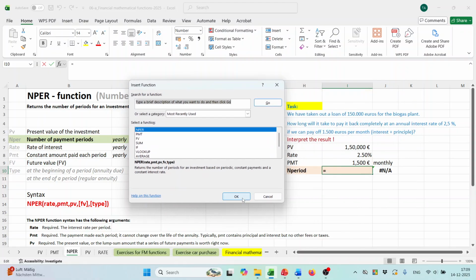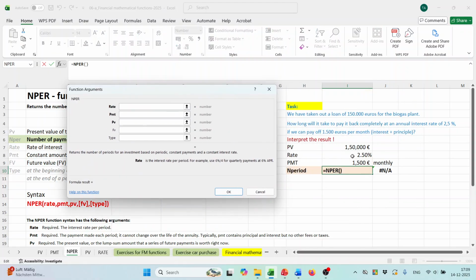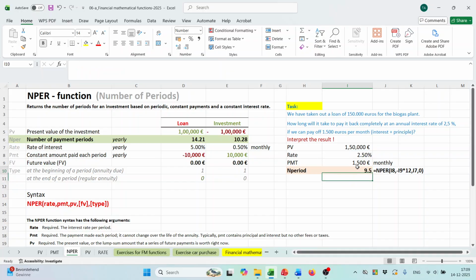Let's calculate the end period. Our rate is 2.5%. Payment is monthly, but we have to multiply it by 12 because we want to calculate on an annual basis, and it will be a minus. Present value is 150,000, future value should be 0, and we press OK. We get that our period is 9.5 years.